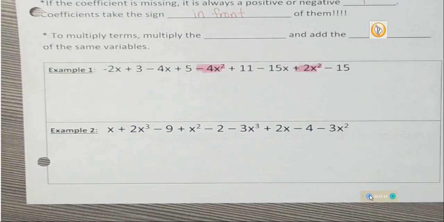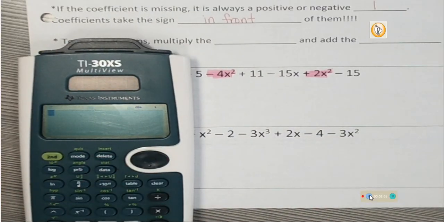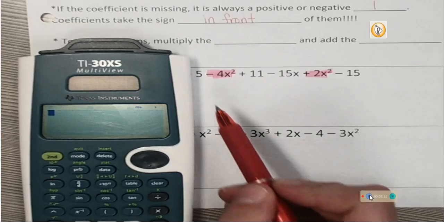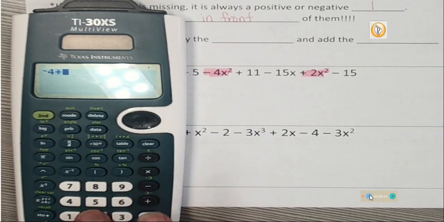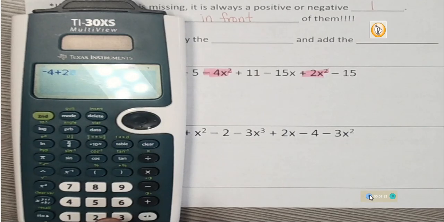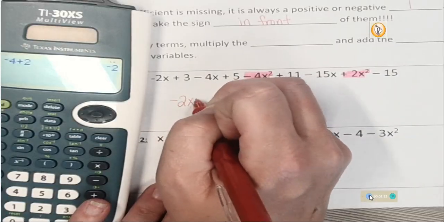So let me grab a calculator, because sometimes negatives try to trick me. Okay? All right? So if I want to, I can't put the x's in the calculator. Well, let me rephrase that. I can't put the x's in the calculator and have it do what I want. I can put an x in a calculator, but the calculator's not programmed for that, so it's always going to give you a wrong answer. All right, I've got negative 4 of those plus 2 of those. What's that going to result in? Negative 2. So I'm going to start out with a negative 2x squared.